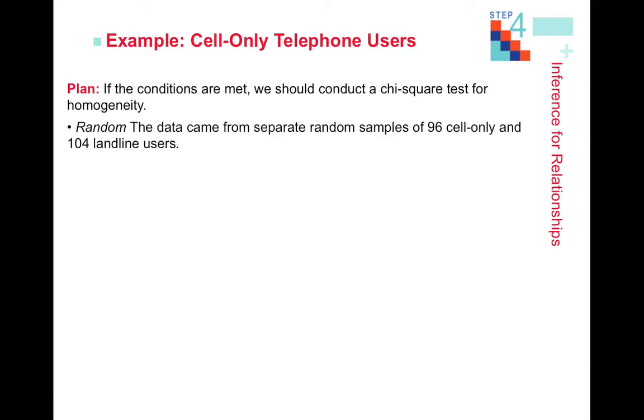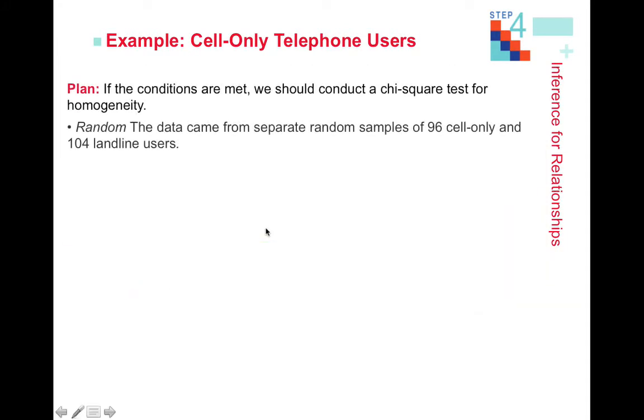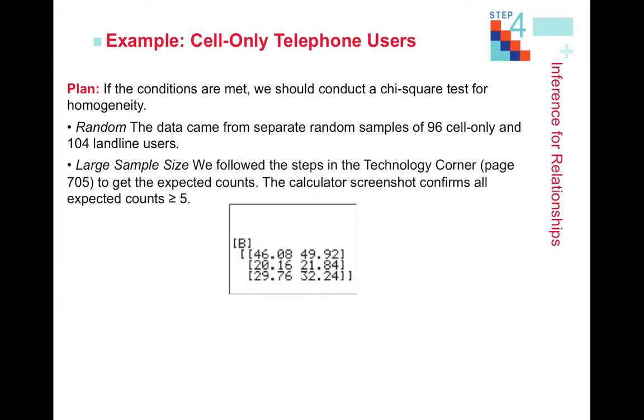Alright, so the data came from a separate random sample of 96 cell only and 104 landline users. So in this case, when you're doing the test of homogeneity, you're taking more than one sample from more than one population. So in this case, we're taking 2 samples, so we need to check that both of those are random. Alright, the expected counts, they're coming from this matrix.